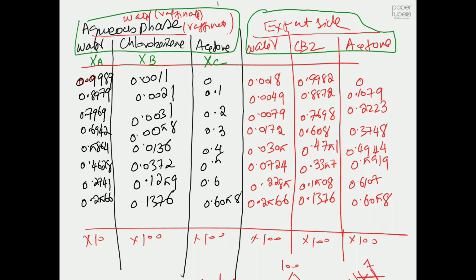And if we come to the extract side, we always stick to the notation Y to give some notation to the solute concentration. Y refers to your extract side, and X refers to your raffinate side. So stick to this notation. Whenever we talk about raffinate, we use the symbol X, and whenever we talk about the extract side, we use the symbol Y.